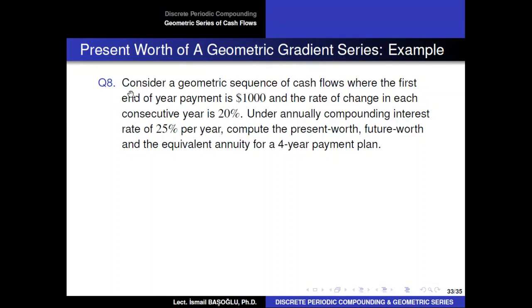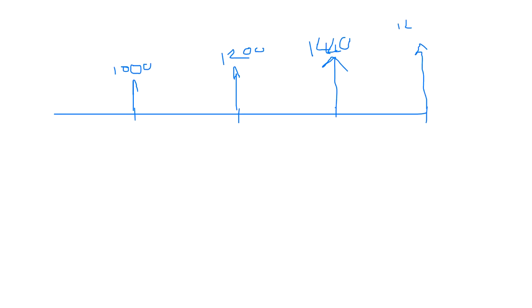Like this. Okay, 4-year payment plan. In this cash flow diagram, we have $1,000 at the end of the first year as the base payment. We have $1,200 at the end of the second year. We have $1,440 at the end of the third year. And here we will have 1,440 times (1 plus 0.20), so this is also going to be multiplied by 1.2. So every year, the geometric series is increasing by 20%.